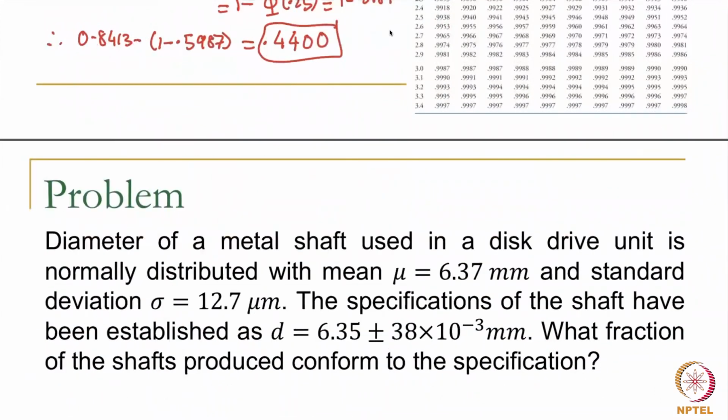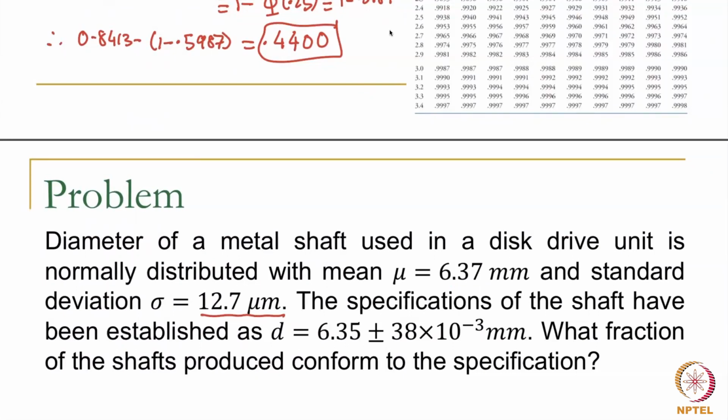So let's look at this problem. Let's say we have a disk drive unit and we have a metal shaft. Okay. And typically after manufacturing, you are not going to get exactly the same size for everything. So you can see that after manufacturing, the mean shaft diameter of the disk drive unit is 6.37 mm, whereas the standard deviation, there is some error in the machine. So you have this in micrometers. Notice this. If it was in millimeters, obviously you cannot do anything with this machine at all.